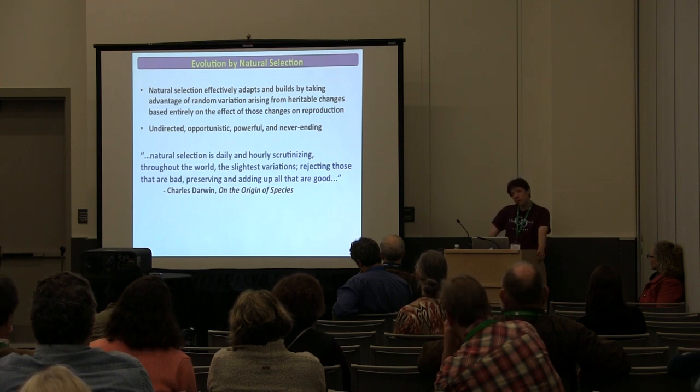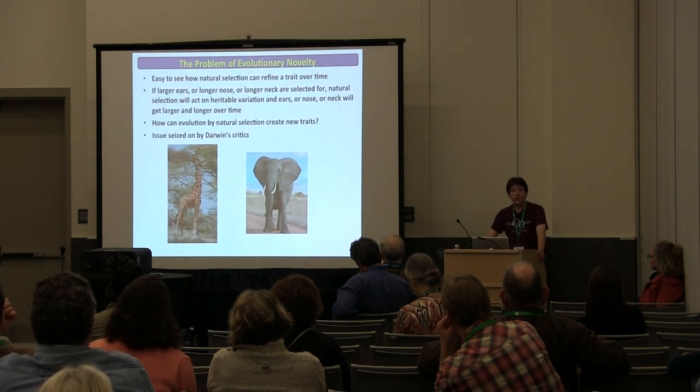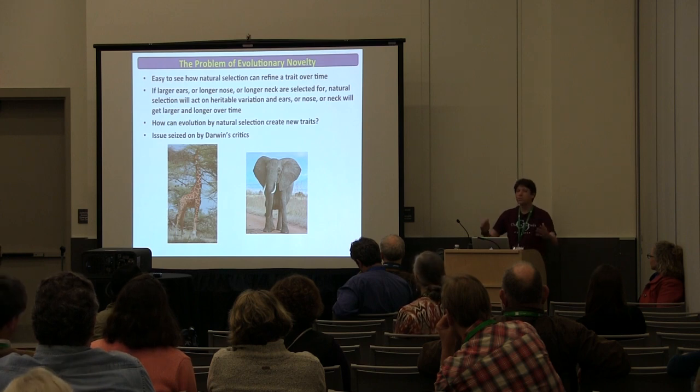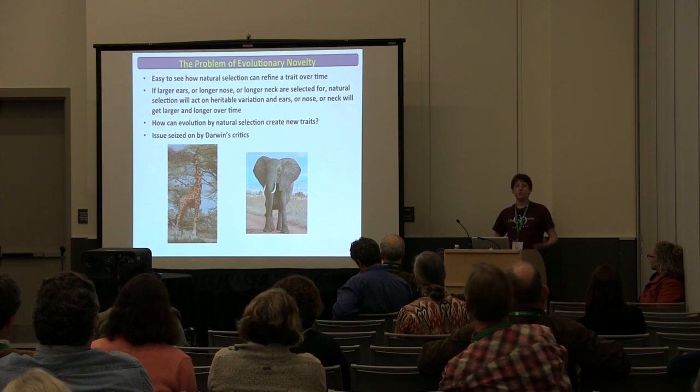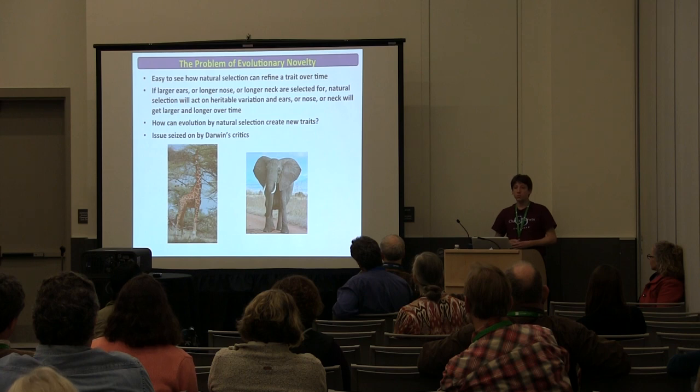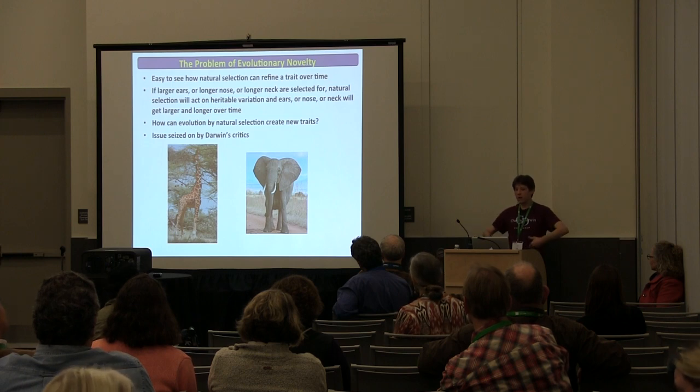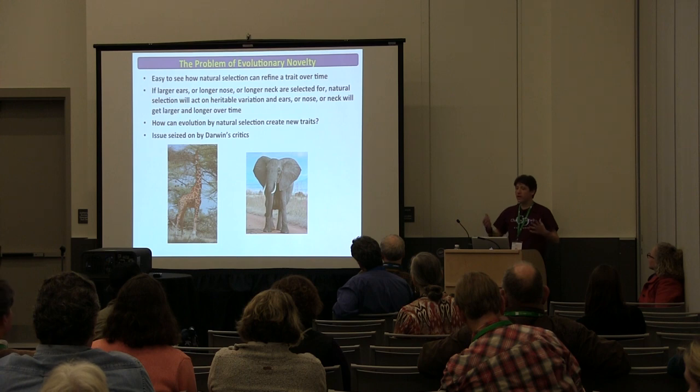Now, something that can be noted in this is a bit of a problem. That is that of evolutionary novelty. So it's easy to see how natural selection can refine a trait over time. After all, if larger ears or a larger nose or a larger neck improves the ability to compete for resources, then natural selection, of course, will drive these organs to get larger over time. But how can evolution by natural selection innovate? How can it create new traits?